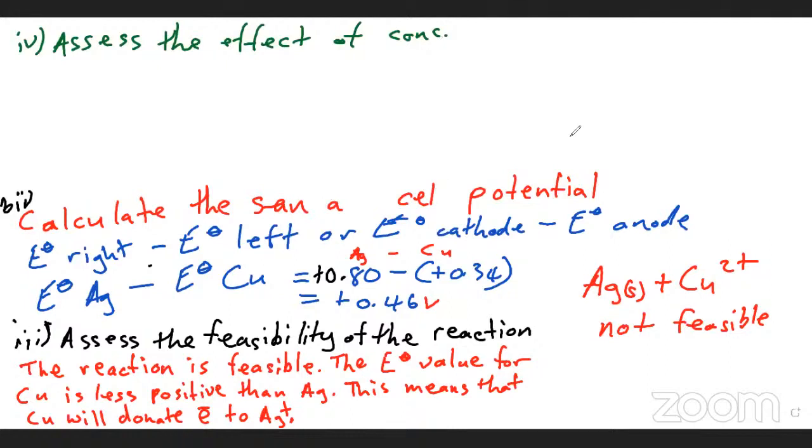Sir, yeah, I know you could also mention the feasibility too. Is that the value, the cell potential, is positive? You see that in the textbook. So once it's positive, it is feasible. Let's compare them. And then here, some say it's less positive than silver.